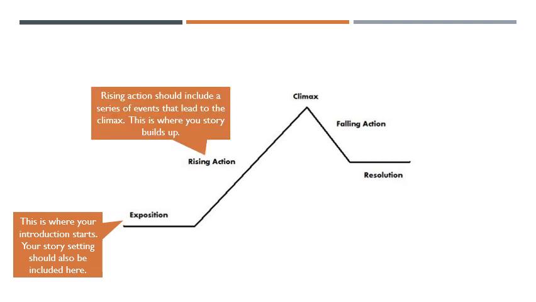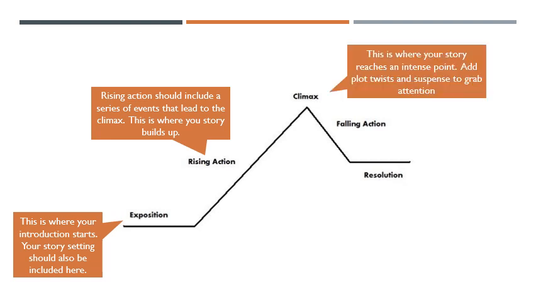Okay, and then the second point there is the rising action. Now, the rising action should include a series of events that lead to the climax. So this is where your story builds up. So you should have a series of events that happen towards the climax here, okay? And then the climax, as I said before, is where your story reaches an intense point. So add your plot twist, add your suspense, add anything that would grab your reader's attention, okay?